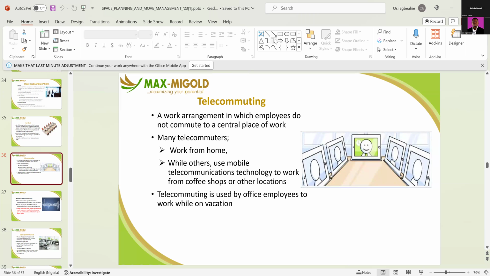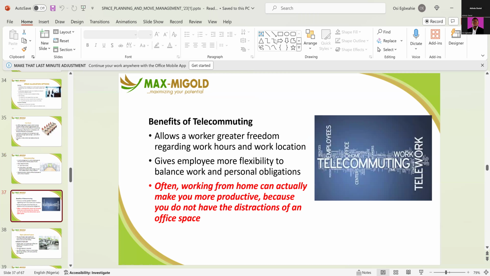Many telecommuters work from home, while others use mobile telecommunication technology to work from coffee shops. Office employees use coffee shops and different locations for what they do. Telecommuting is used by office employees to work while on vacation. When they're in different parts of the world, they also can work from there.